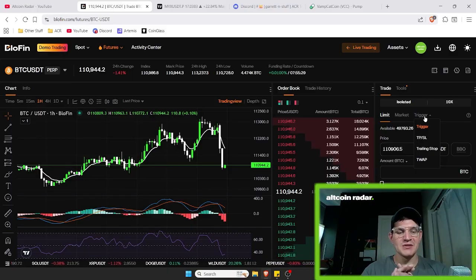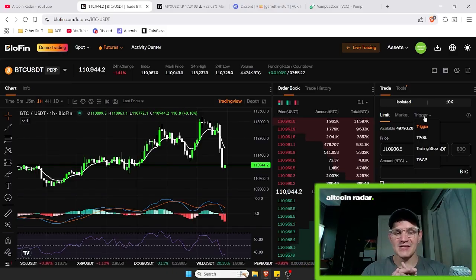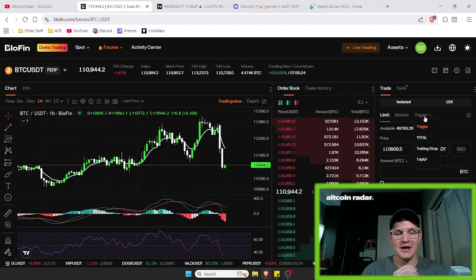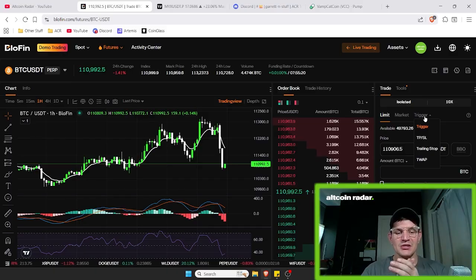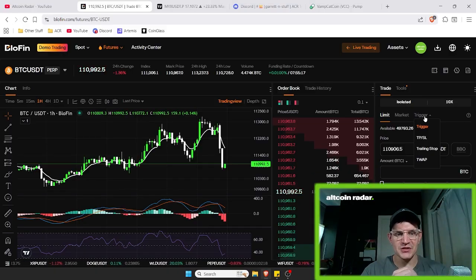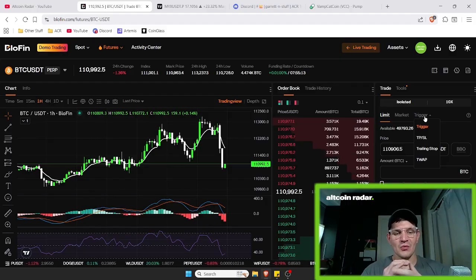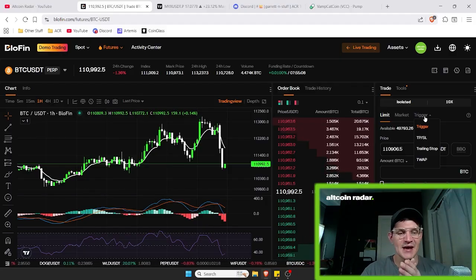For example, you can set a trigger order that basically says, if Bitcoin hits $48,500, place a market buy. And this way you can enter a position without having to watch the charts 24/7. It's actually very, very nice. Realistically though, trigger orders are super useful for automating entries and exits. However, you need to be super careful when you're setting these types of orders up so that you do not have it trigger too early or too late.